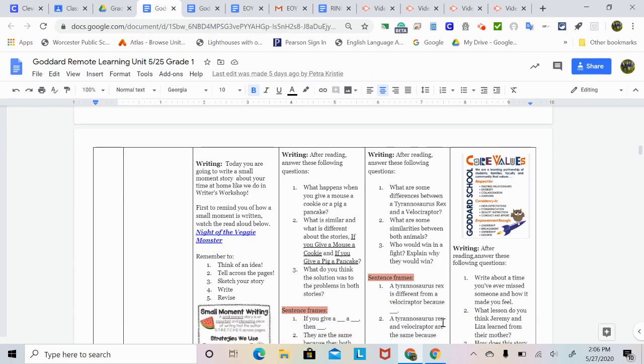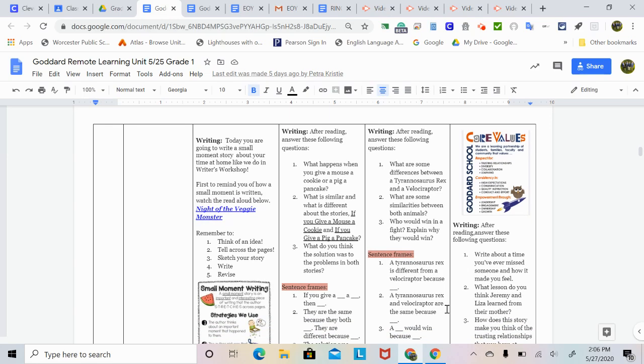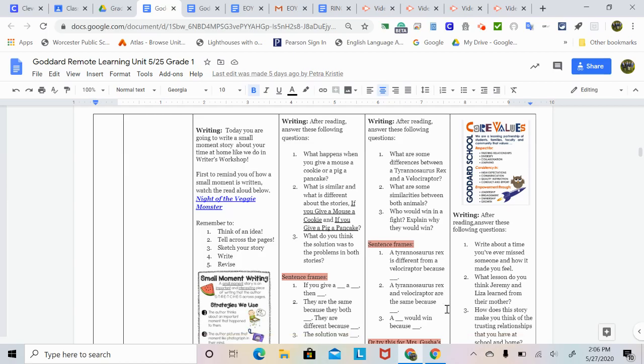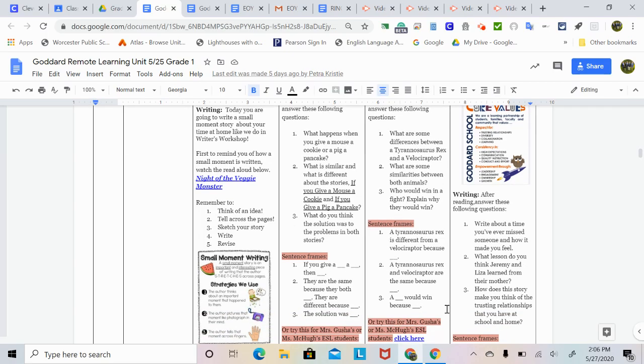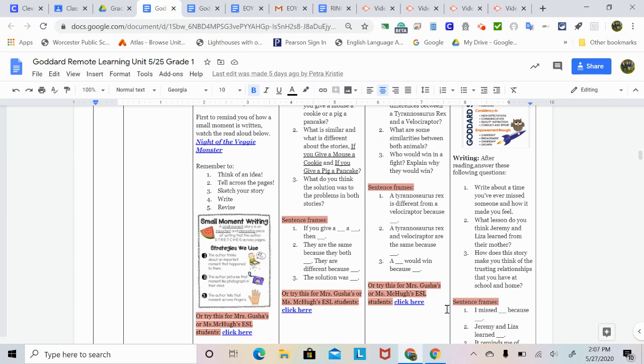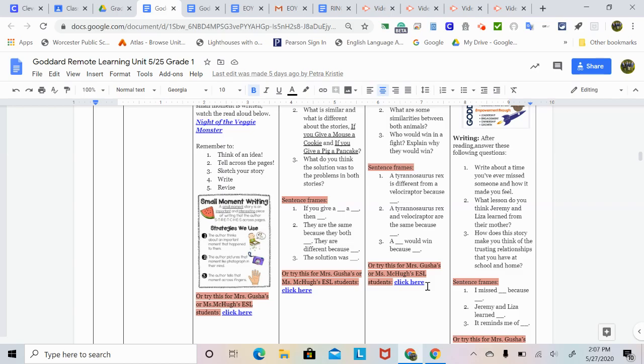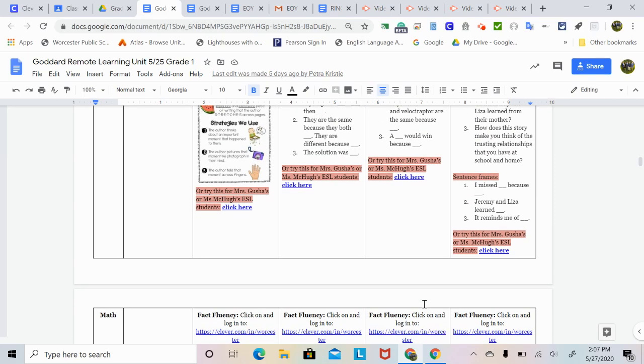Here are some sentence frames for you. 1. A Tyrannosaurus rex is different from a velociraptor because blank. 2. A Tyrannosaurus rex and velociraptor are the same because blank. 3. A blank would win because blank. Or try this from Mrs. Gusha or Miss McHugh's ESL students. Click on that link there for some ESL activities.